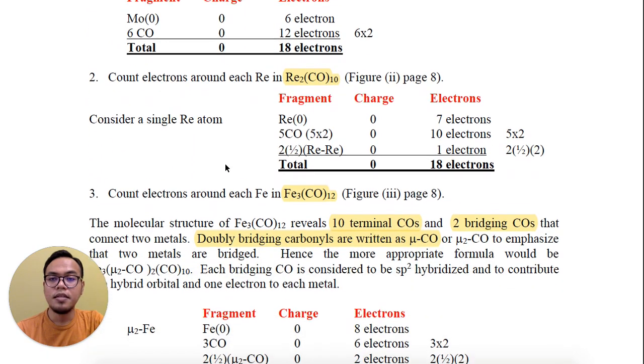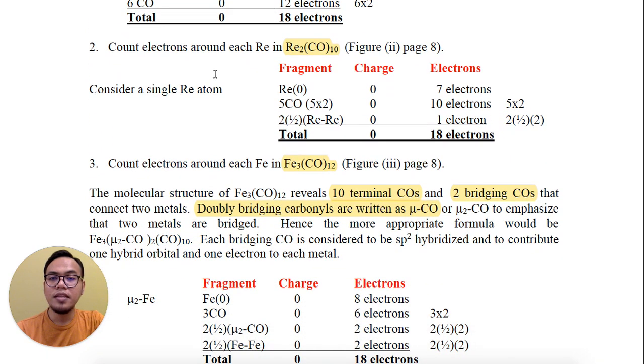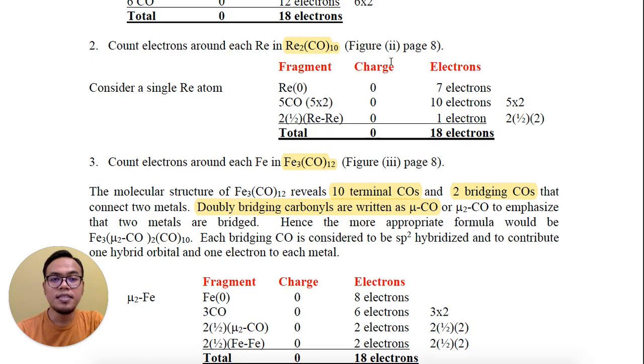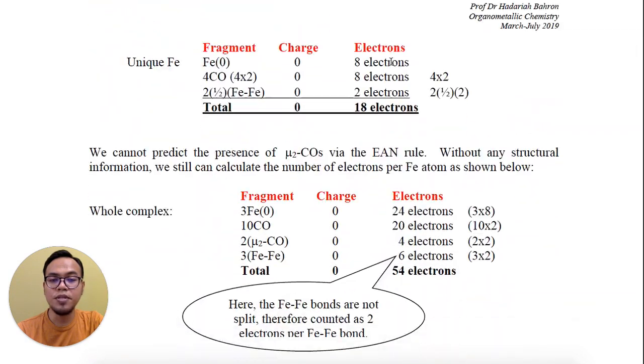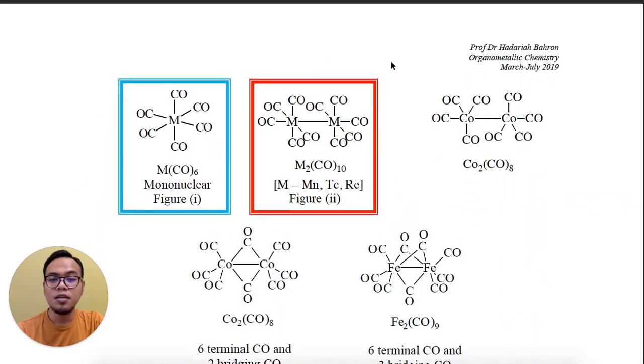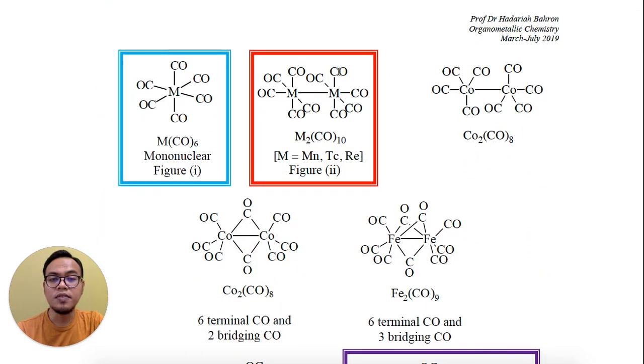Okay. Now for number 2, count electrons around each rhenium in Re2(CO)10. So for this one, I need you to give me the full name of this compound. Before we go further, let us see the structure. Figure 2, page 8. Okay, this is figure 2.